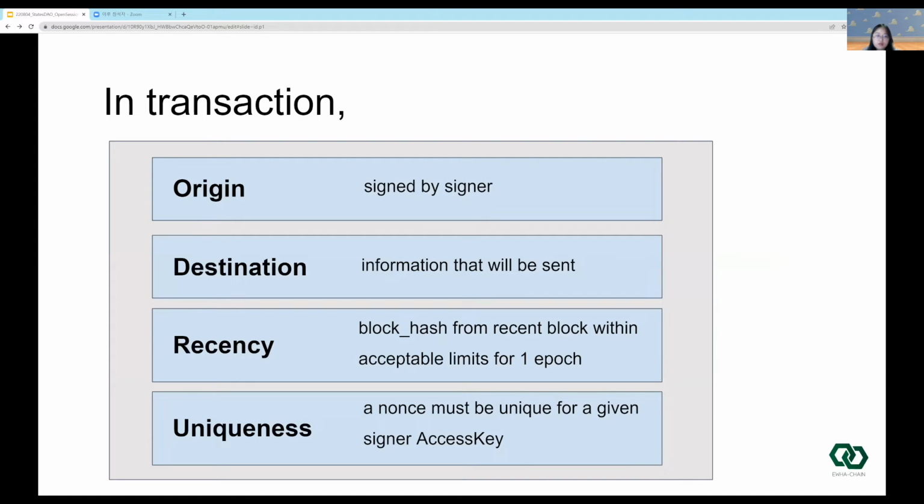Each transaction is augmented with critical information consisting of origin, destination, recency, and uniqueness. Origin is cryptographically signed by a signer, and the destination, also called intention, is the information that will be sent or applied to the receiver. Recency is defined by the block hash from a recent block within acceptable limits for one epoch. An epoch means a unit of time during which the validators of the network remain constant, and it is measured in blocks. Uniqueness means that a nonce must be unique for a given signer access key.